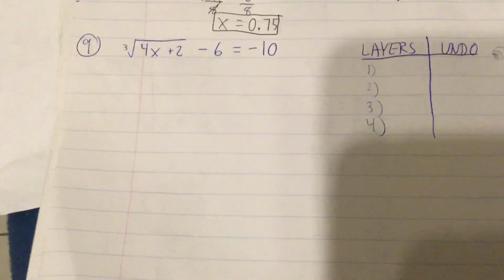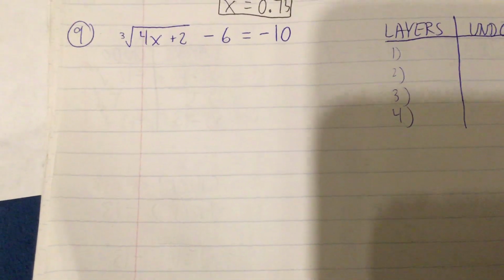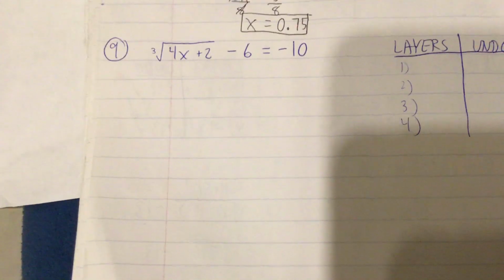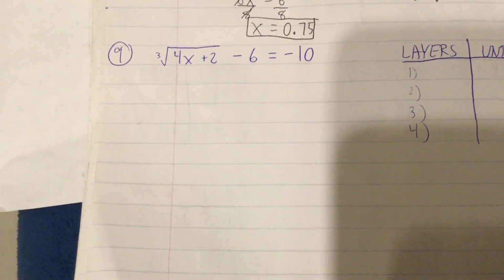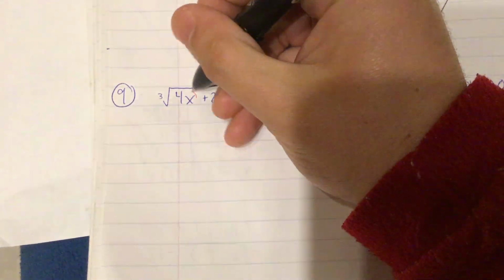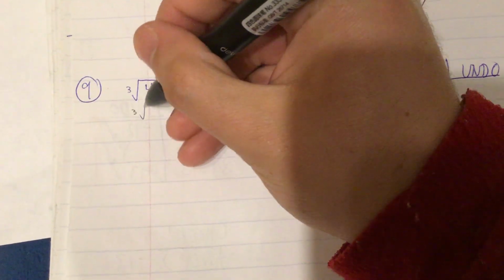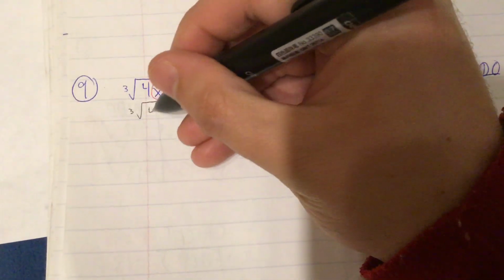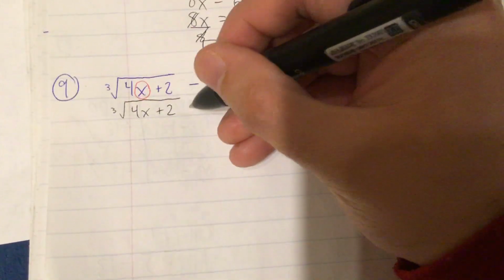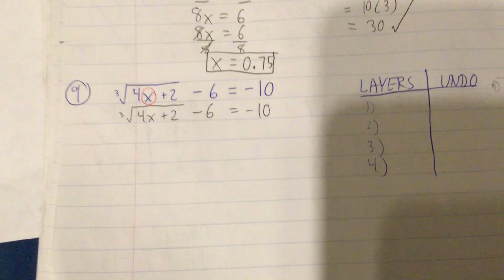Number 9. Okay, the cube root of 4x plus 2 minus 6 is equal to negative 10. I see what they're trying to do with this one. So I'm going to circle that target and apply the layers. All right, let's see if you guys can do this problem independently.